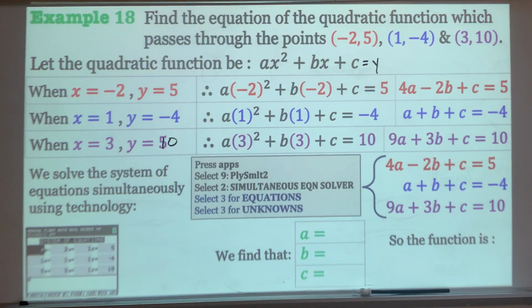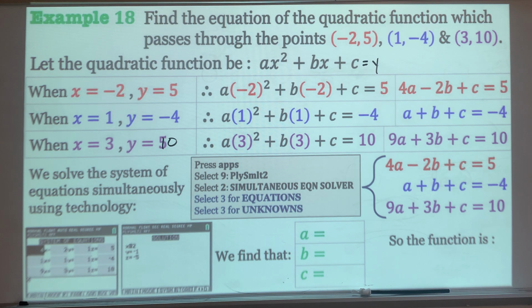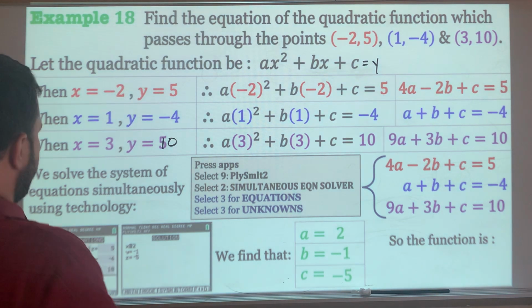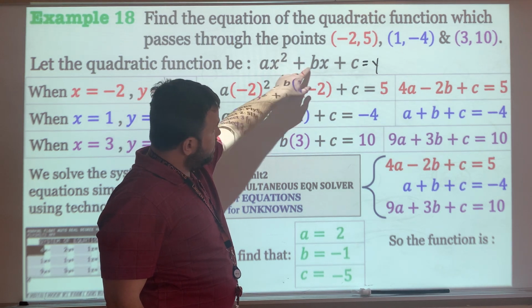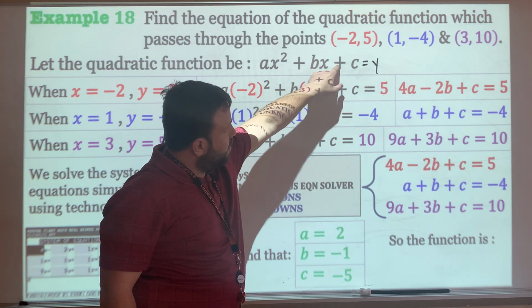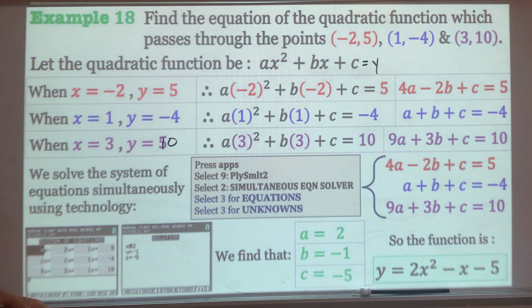So let's go back to here. There's our solution. A is 2, B is negative 1, and C is negative 5. So now when we put this back in our function, this is 2x squared minus 1x, or minus x, minus 5. And we're done. Bam, wasn't that fun? No? That's it. Okay.